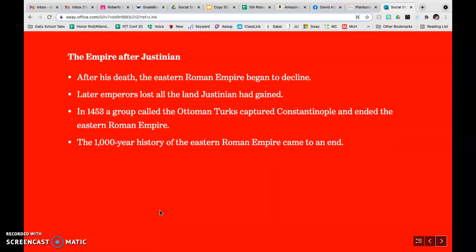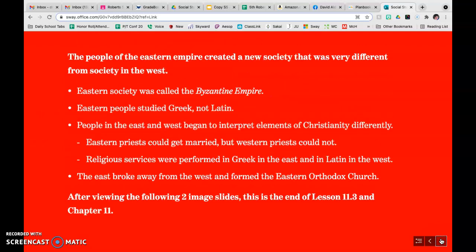So after Justinian died, the Eastern Roman Empire began to decline. So he kind of held it together. And then later emperors lost all the land Justinian had gained. In 1453, a group called the Ottoman Turks captured Constantinople, and that is what ended the Eastern Roman Empire. So the 1,000-year history of the Eastern Roman Empire came to an end then. But still, 1,000 years. So the Eastern society was called the Byzantine Empire.